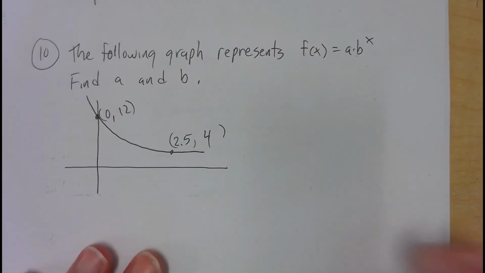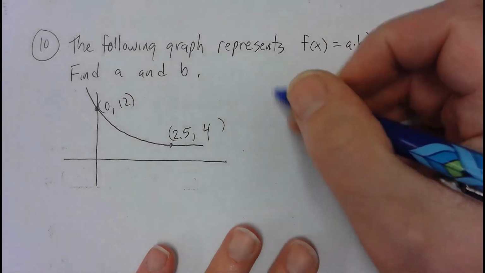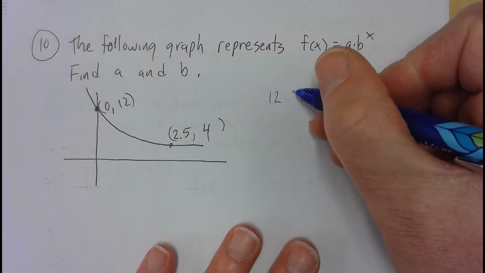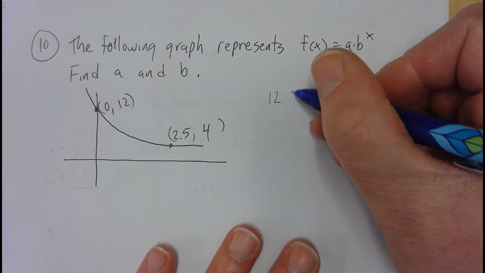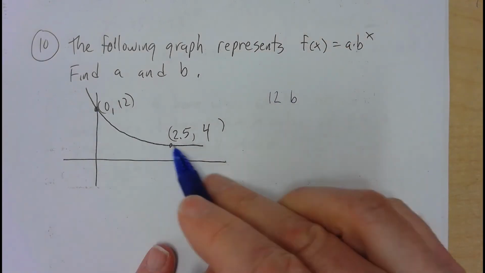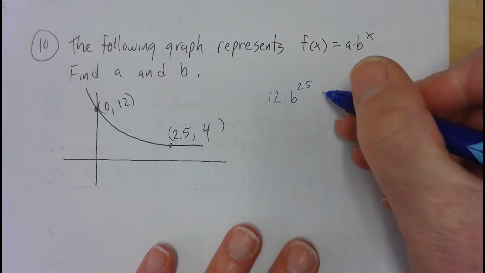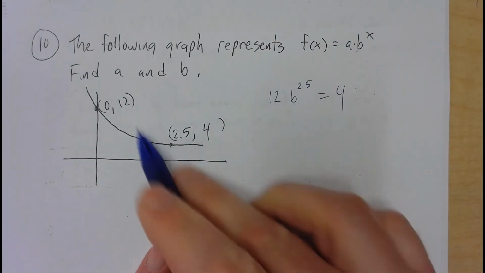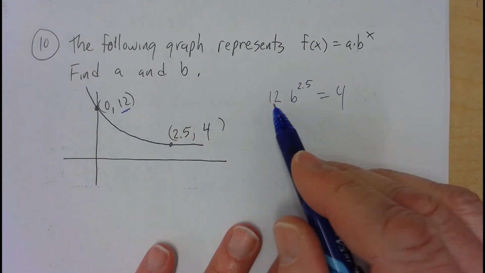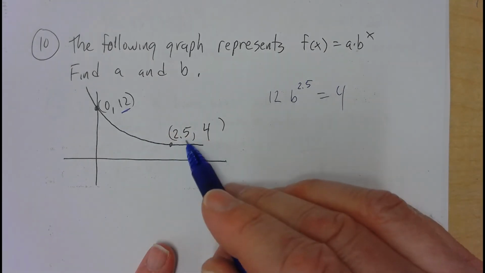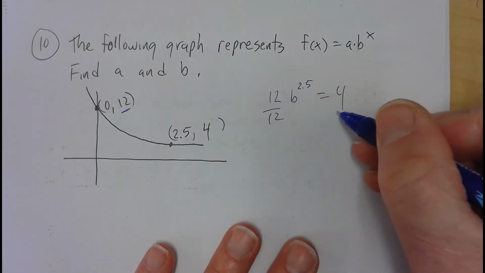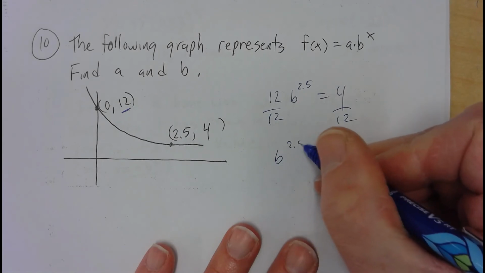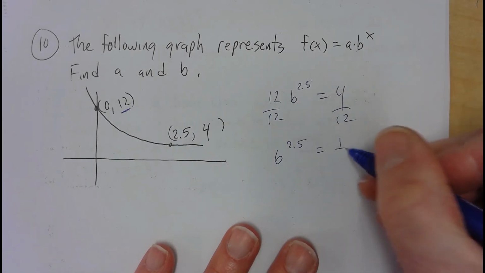Now, this is what we did yesterday, where we found out how to do this here with the things. So the starting amount is 12, and we go 12, and then we do B. We're looking for B, and we go from 0 to 2.5, and then our output is 4. So my starting is 12, and then I have B to the 2.5 power, and my output at the end is 4. Okay, so I'm going to divide by 12, and I get B to the 2.5 is equal to 4 over 12, which is 1/3.